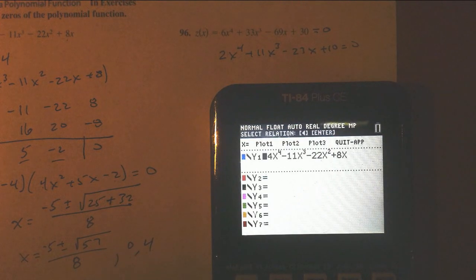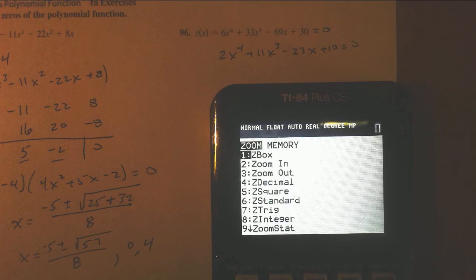Okay, y equals, and clear this guy out, 6x to the 4th plus 11x cubed minus 23x, just plain old x, and a plus 10. Did I get that right? No, it's 2x to the 4th because I reduced it. It's 2x to the 4th plus 11x cubed minus 23x plus 10. And of course, to graph it, you didn't have to reduce it. So I'm just going to zoom standard that.